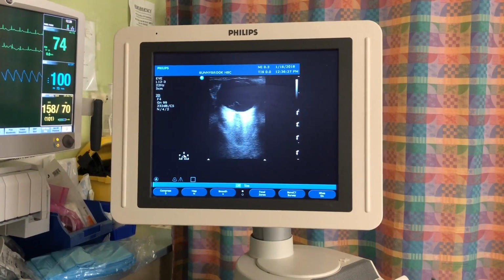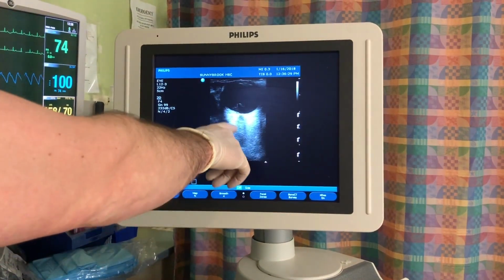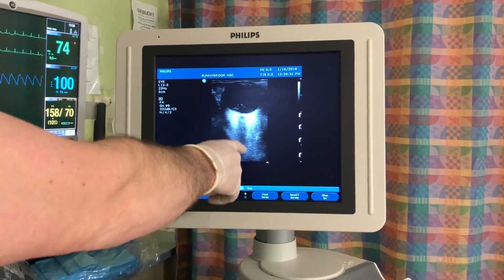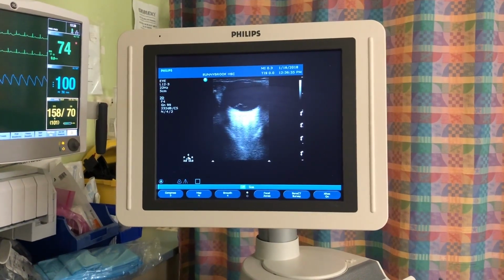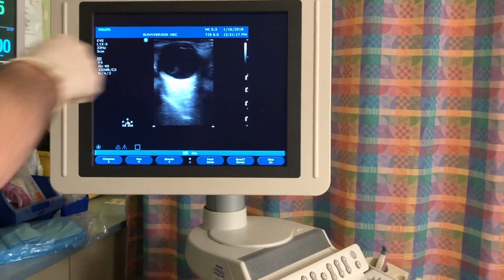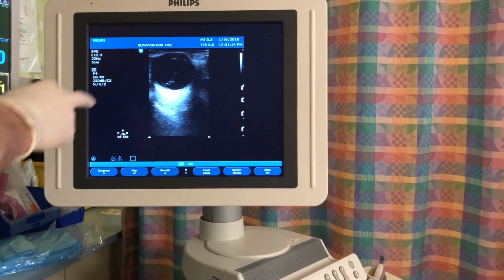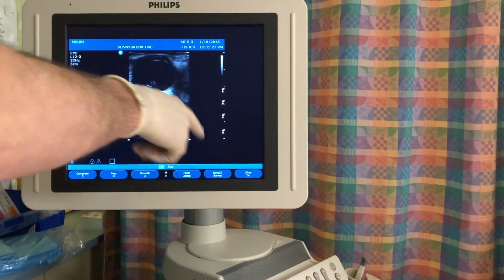Here the globe can be seen with the optic nerve emerging from the back. This patient interestingly has a retinal detachment, which is seen as a white or hyperechoic sheet in front of the sclera. The globe is bounded by the lateral rectus and the medial rectus on either side.